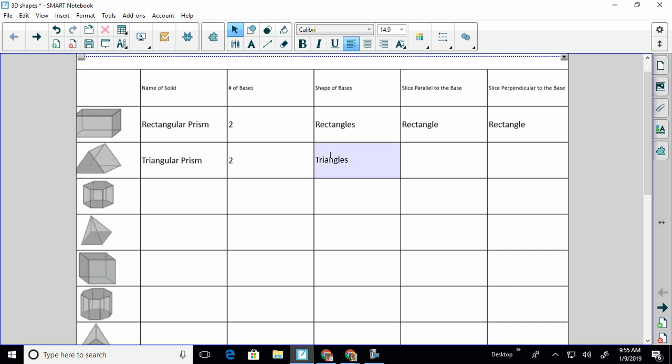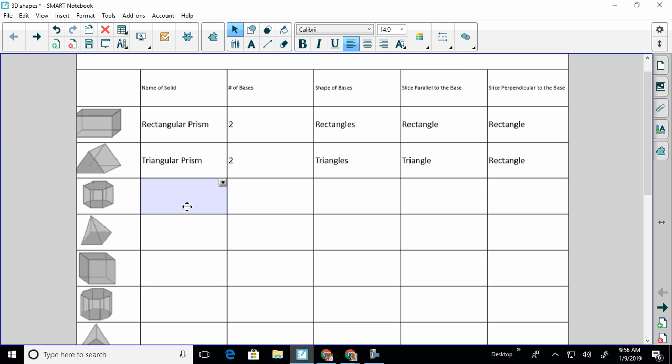Now, if we were going to slice this parallel to the base, so we were going to cut through a side, so it actually doesn't go through the base, it goes along parallel to the base, that would make a triangle. If I cut through the base, if I cut through the triangle, it's going to give me a rectangle.